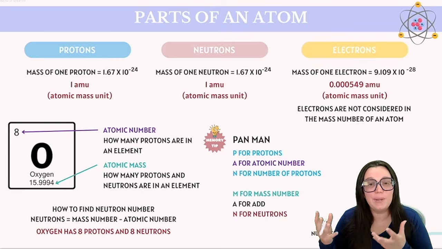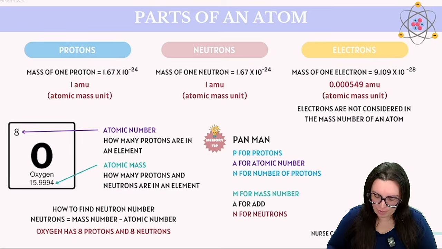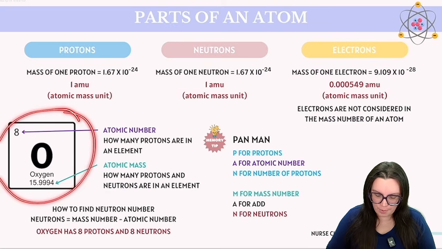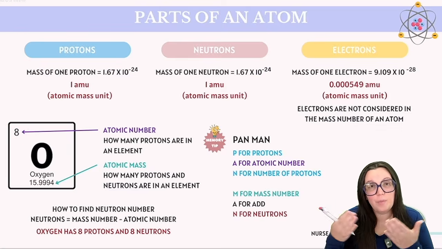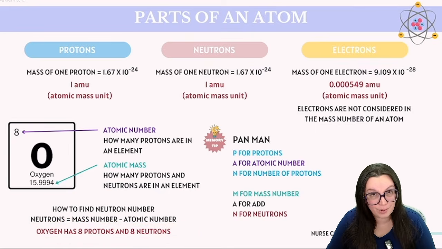To find out how many neutrons oxygen has, this can be rearranged into the following formula. Neutrons is equal to mass number minus our atomic number. So if we use this with our oxygen example, we know that our atomic mass is 16 and our atomic number is 8. If we minus those together, it lets us know that we have a total of 8 protons as well as 8 neutrons.